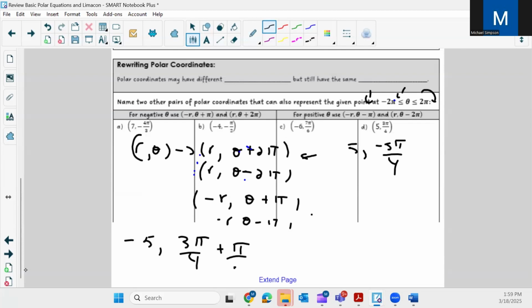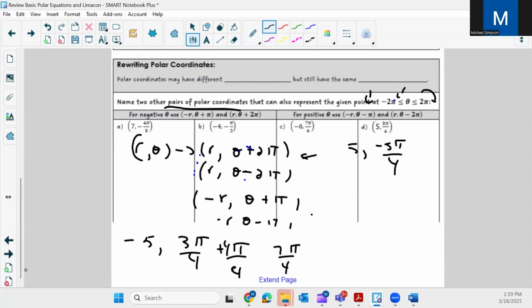Remember, we need 2 points. The answer: find 2 other pairs. We found 1 pair, agree? So I'm going to add pi now. So this becomes what here? 4. This becomes what? What is 3 plus 4? 7, right? 7 pi over 4.